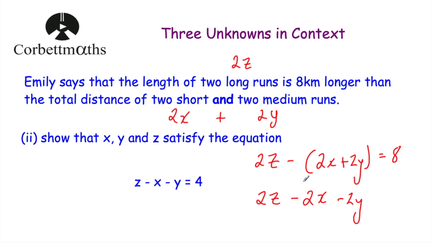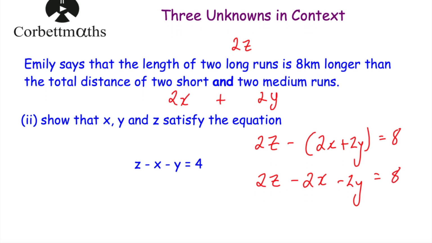Or another way you could work it out is to work out the total length of the 2 long runs, and then take away the length of the 2 short runs and take away the length of the 2 medium runs. That's what you get if you expand your brackets. So we've got 2z minus 2x minus 2y equal to 8. Now we can just divide everything by 2, and we get that z minus x minus y is equal to 4, and that's what we're asked to show.